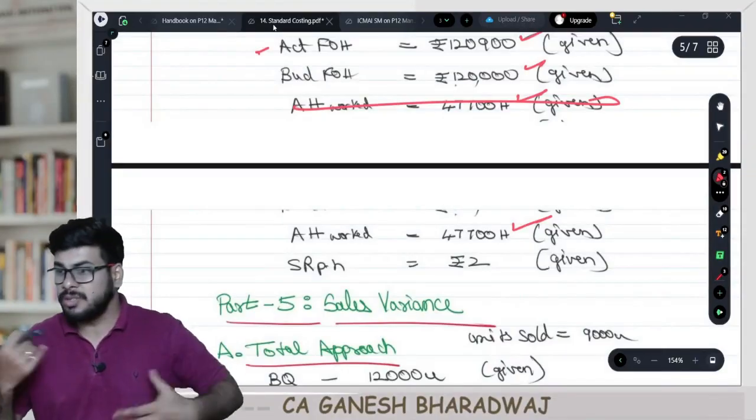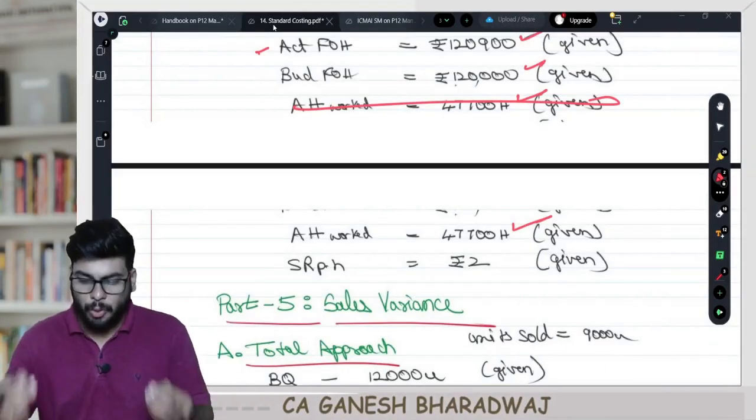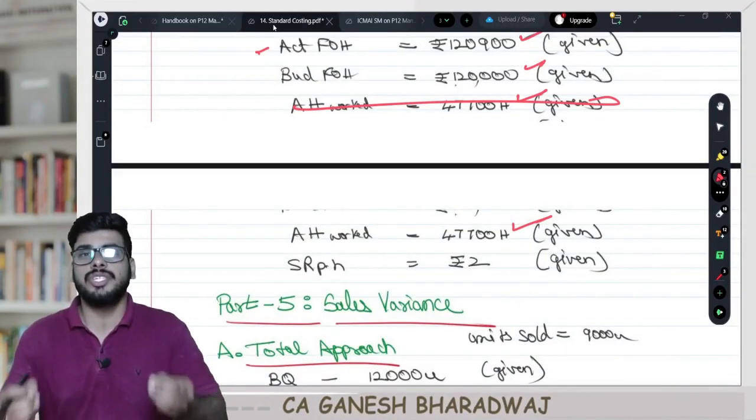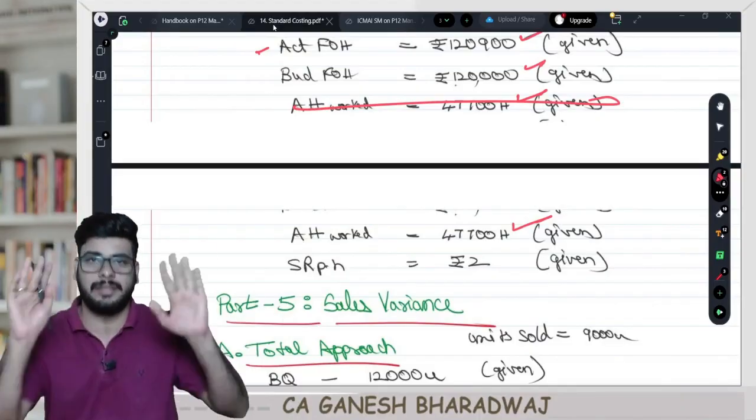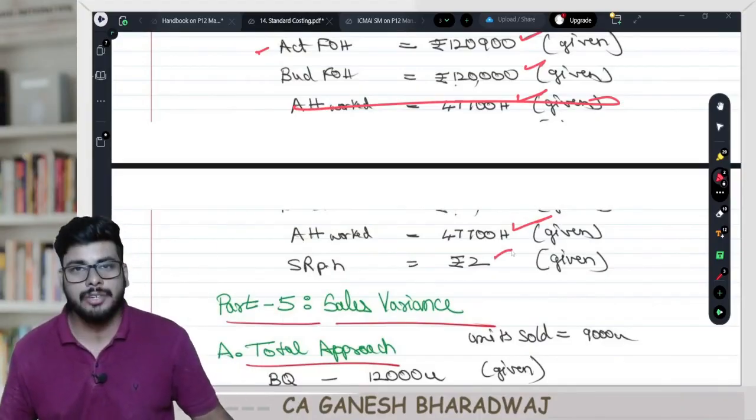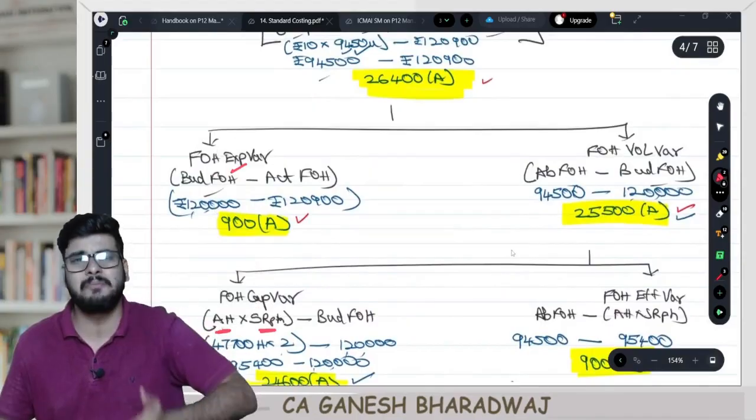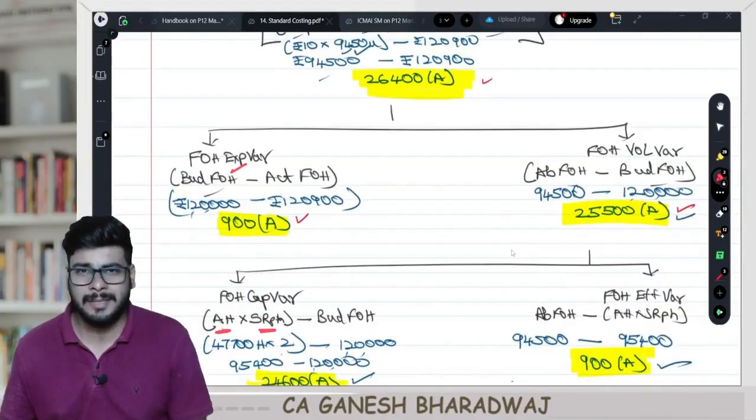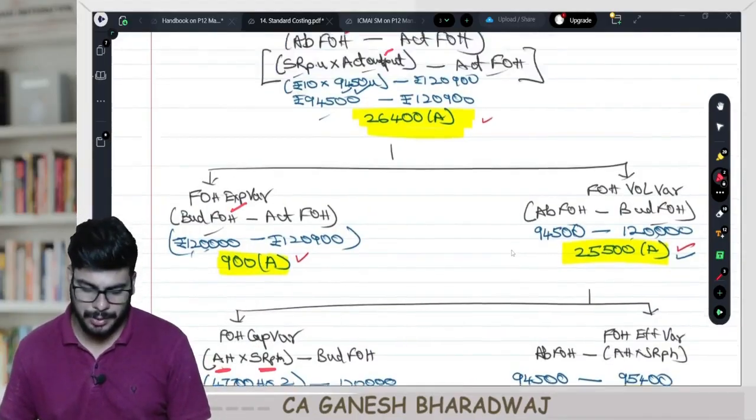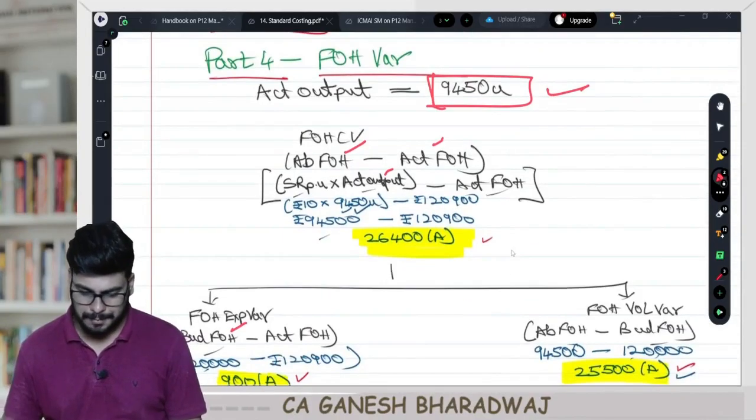Now, guys, don't think it's complicated, right? Most of the data are given here. You just need to know which data to use where. That's all you need to know. Now, what we need to do is write down the formulas, plug in the figures, and you're sorted. That's about it. It's as simple as that. Clear with this, guys?